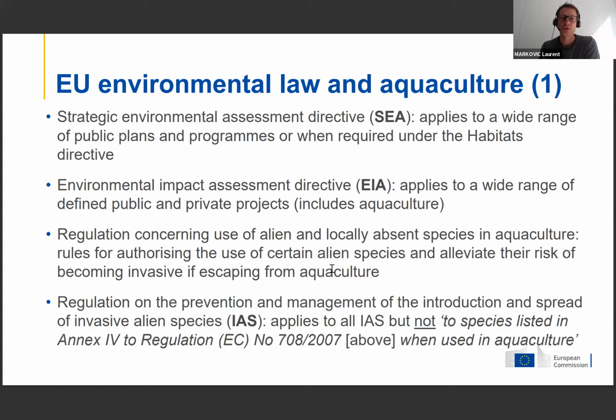You also have two regulations concerning invasive alien species. So the first one is really specific to the use of alien and locally absent species in aquaculture, and it sets rules for the authorization of use of non-EU species, let's say, and makes sure as far as possible they don't become invasive if they escape from the aquaculture facilities. And the second one is more general, and it does not apply to species listed in Annex 4 to the regulation above, but there might be other species which are not listed in Annex 4 and might be interesting for aquaculture. This I'm not certain, to be honest. Next slide.